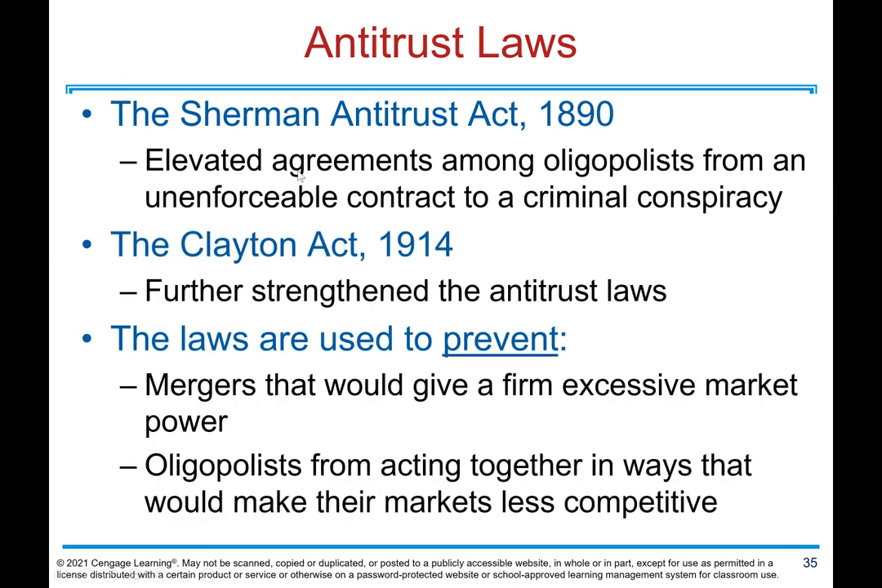Antitrust laws. The Sherman Antitrust Act of 1890 elevated agreement among oligopolists from an enforceable contract to a criminal conspiracy. The Clayton Act of 1914 further strengthened the antitrust laws. The laws are used to prevent mergers that would give a firm excessive market power, and to prevent oligopolists from acting together in ways that would make their markets less competitive.